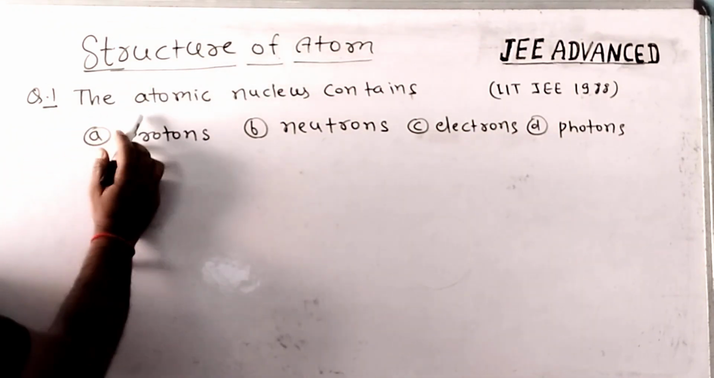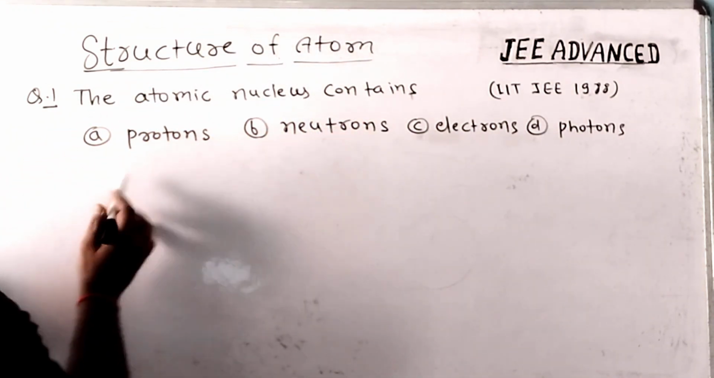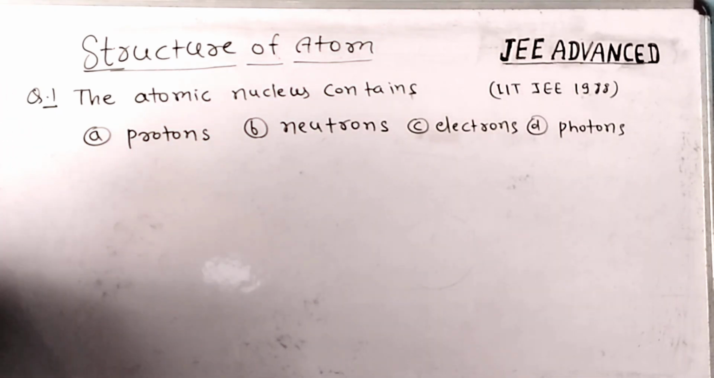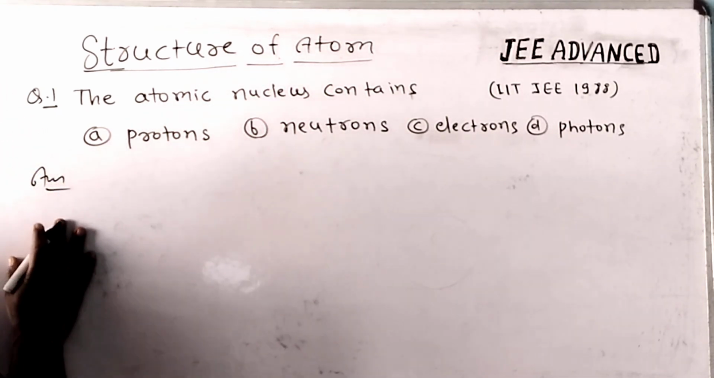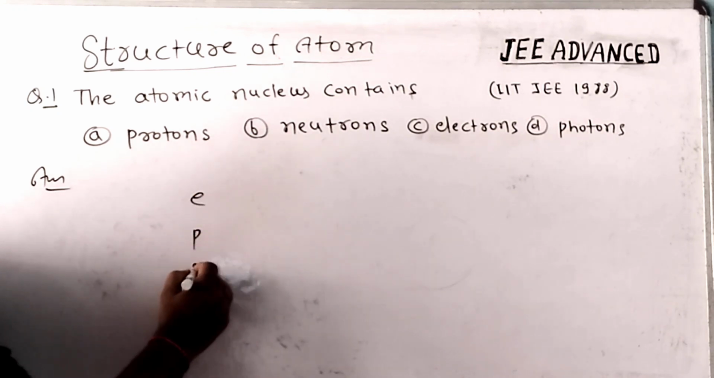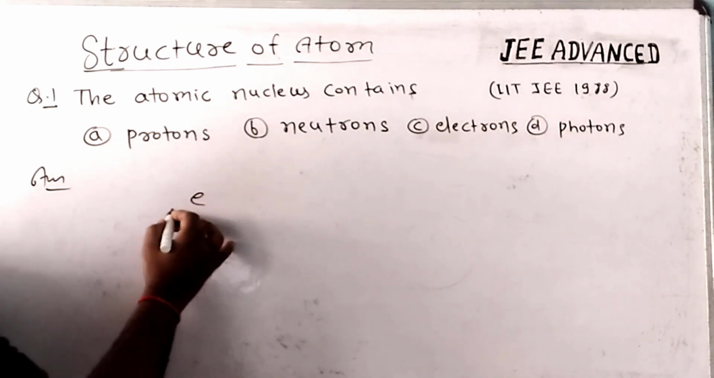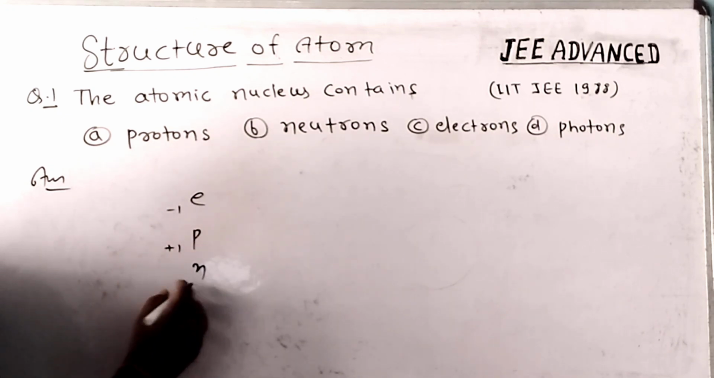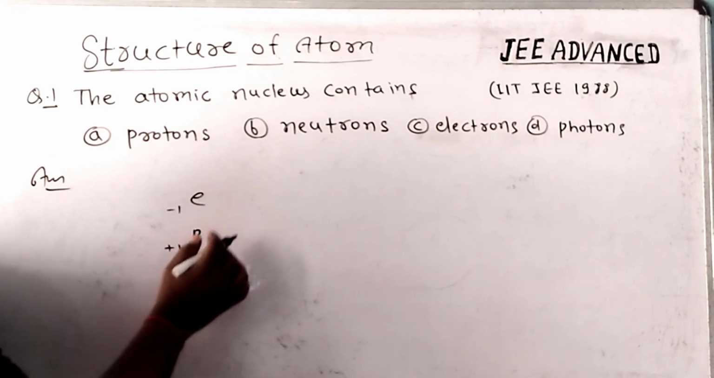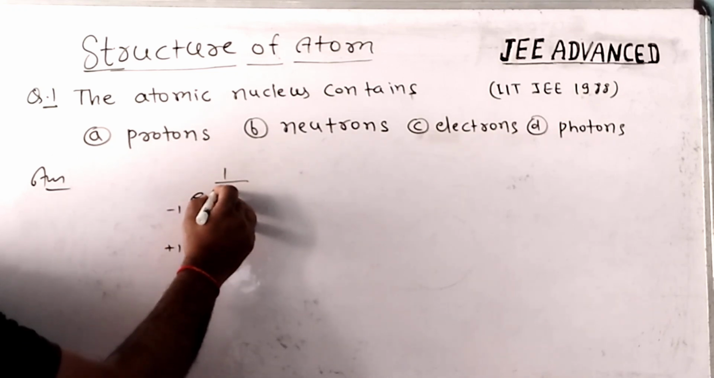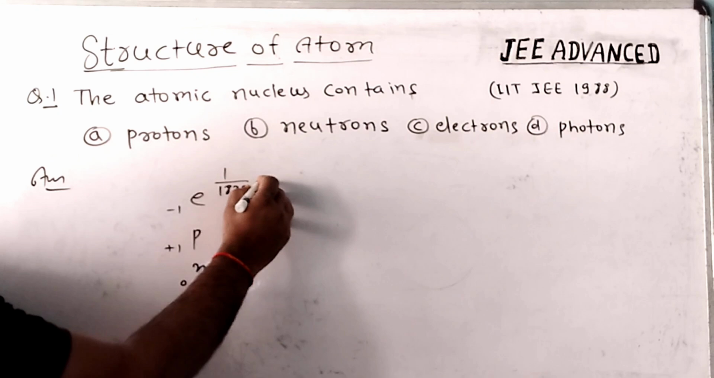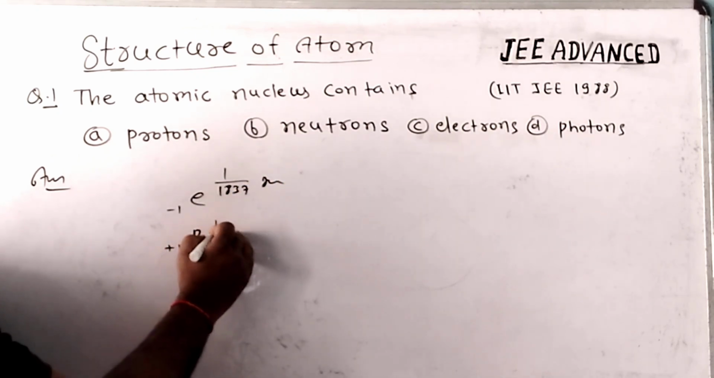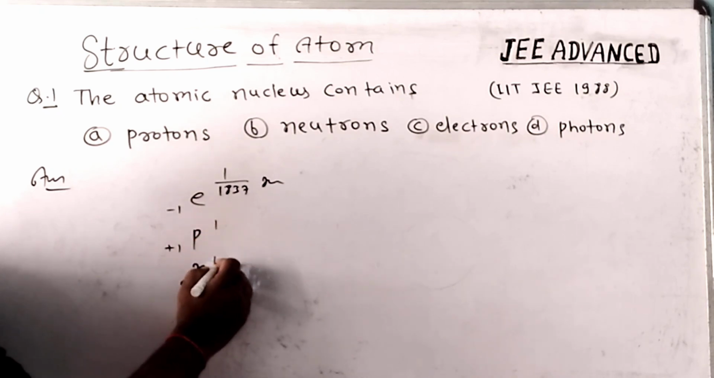Now question number 1: the atomic nucleus contains proton, neutron, electrons and photons. In the given options, actually in an atom electrons, protons and neutrons are present. Electron is a negatively charged particle having a single negative charge, proton has a single positive charge and neutron has no charge. Now the relative mass of an electron is 1 by 1837 gram. Okay. Now the relative mass of a proton is approximately 1 gram and neutron is also 1 gram.